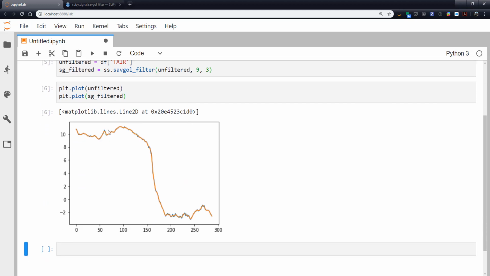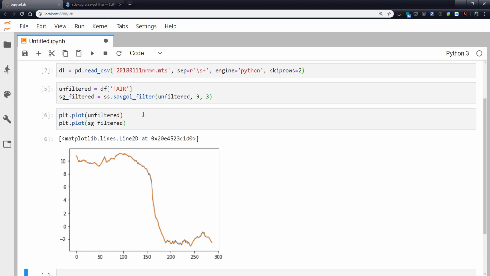Okay, so it looks very similar. You see we're preserving these areas of sharp slope, much like we saw with the median filter last week, but filtering out some of these higher frequency bits that maybe we don't want. So I would say that's not a bad set of parameters.